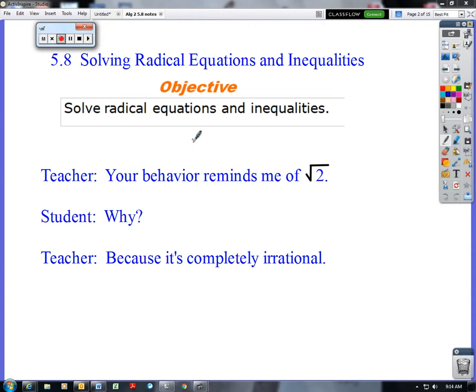And this is kind of a cute little joke. Your behavior reminds me of root 2. And the student's like, why? Because it's completely irrational.